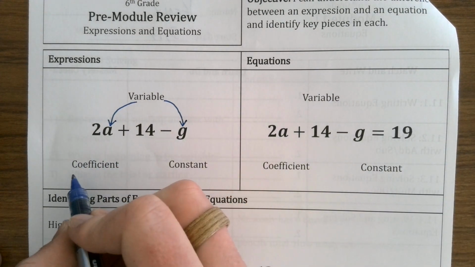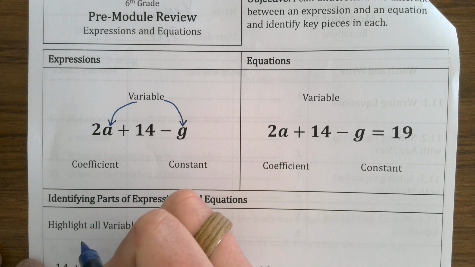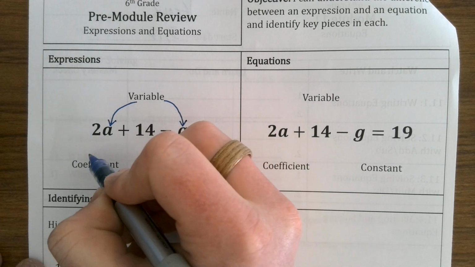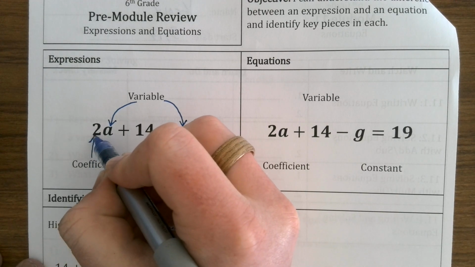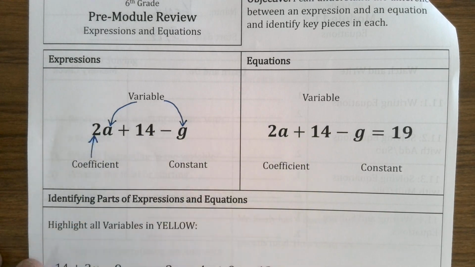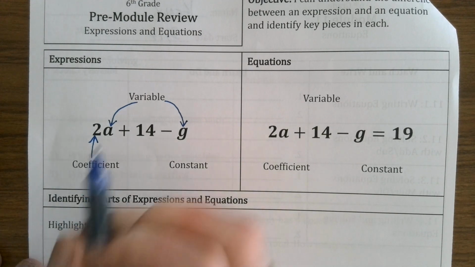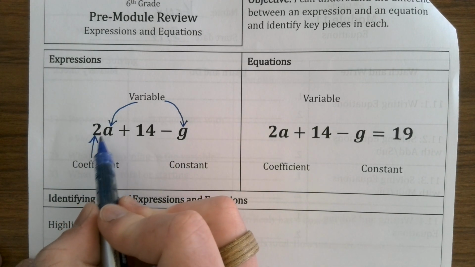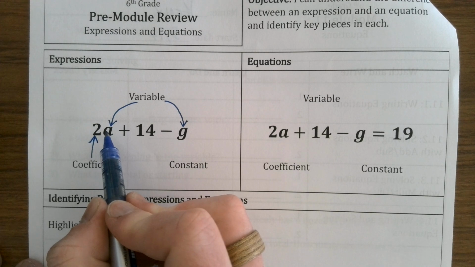Another word we're going to learn is coefficient. A coefficient is any number that is multiplying by a variable or that is in front of a variable and attached. In this case, 2 is our only coefficient. This would be 2 times A. So 2 is the coefficient of A.